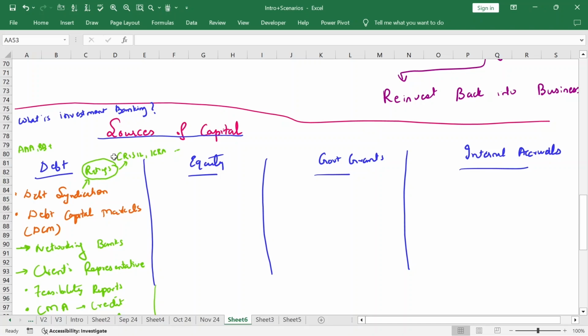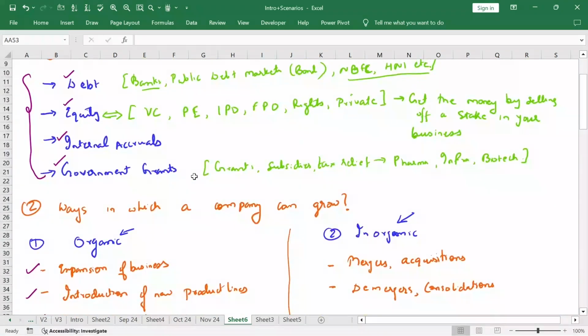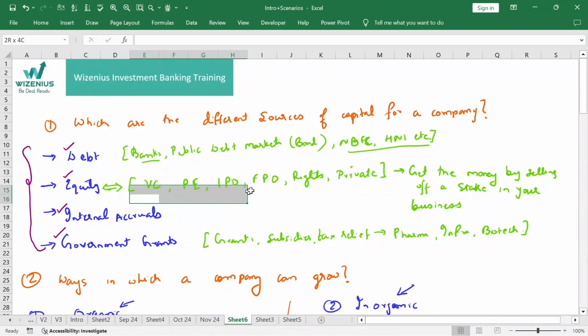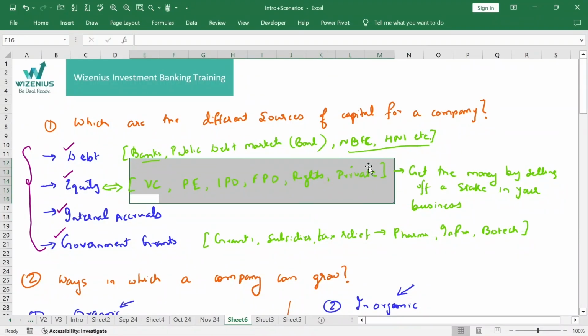Now let's come to the equity part. What are the different sources of equity funding? You've seen this. You can get the money from VCs, PEs, or from the capital markets in the form of IPOs, FPOs, rights, or private placements. There are other instruments as well.